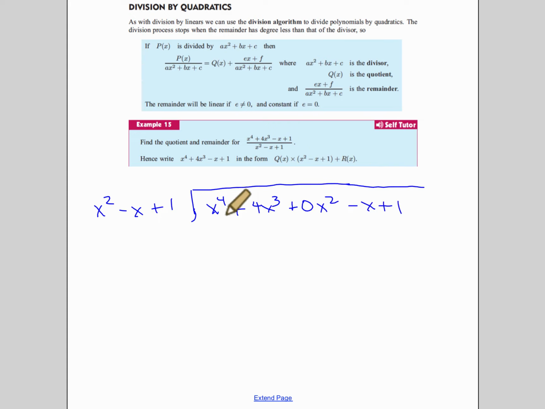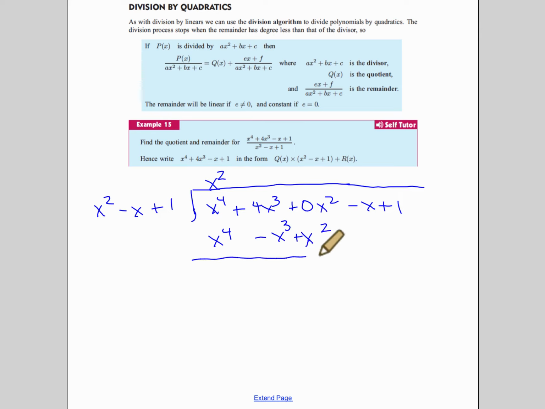So what times x squared equals x to the 4th? That's going to be x squared. X squared times x squared is x to the 4th. X squared times negative x is minus x cubed. And x squared times 1 is x squared. So that's a plus there, sorry.